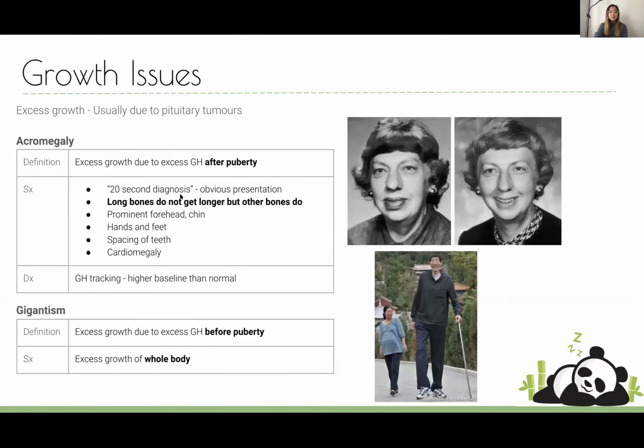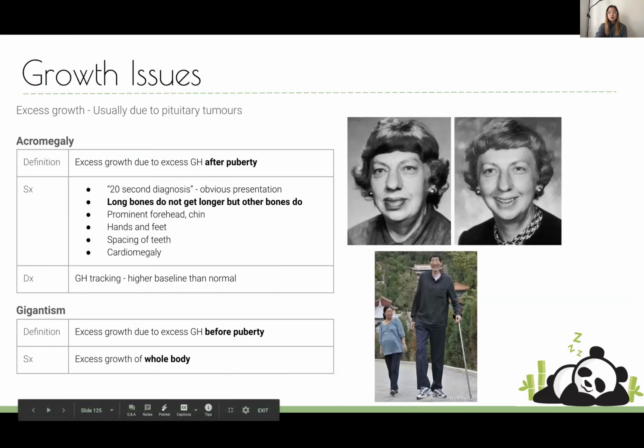So growth issues. Excess growth, you need to know about these two conditions, just kind of generally. The main thing you need to know is acromegaly is excess growth hormone after puberty. And that means your long bones don't get longer, you don't get taller, but your other bones do. And that's why you get this kind of characteristic look. Gigantism is excess growth due to excess growth hormone before puberty. And so you get excess growth of the whole body, like this here. And so you do get taller.